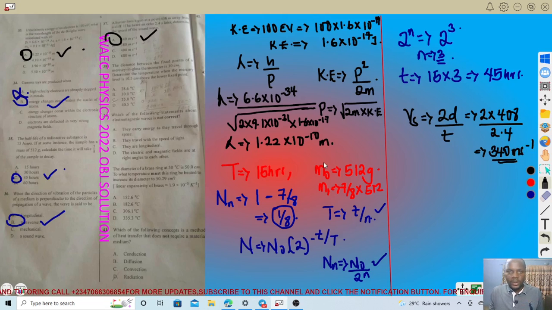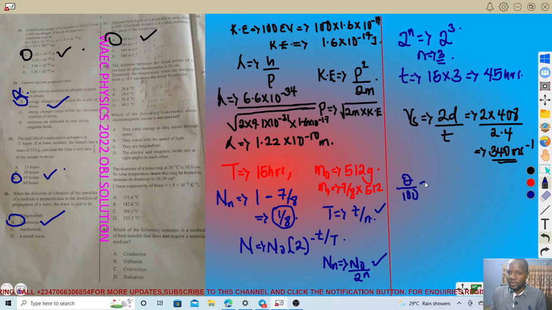The next question: the distance between the fixed points of a mercury-in-glass thermometer is 30 centimeters. Determine the temperature when the mercury level is 10 centimeters above the lower fixed point. So this one is a question on the thermometer, which everybody can do. Or directly, if you don't know how to draw the thermometer graduation, you can use the direct formula.